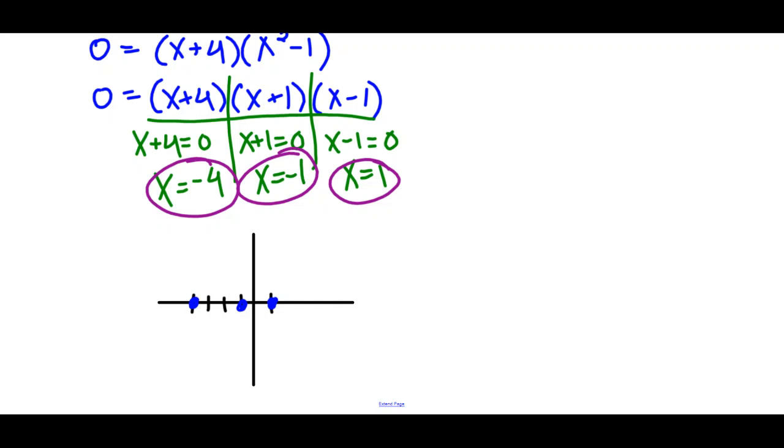Now we know that the end behaviors tell us that as x approaches positive infinity, our function, our y values, are increasing. And as x approaches negative infinity, the function f of x is approaching negative infinity. It's falling. So that means that our sketch looks something like this.